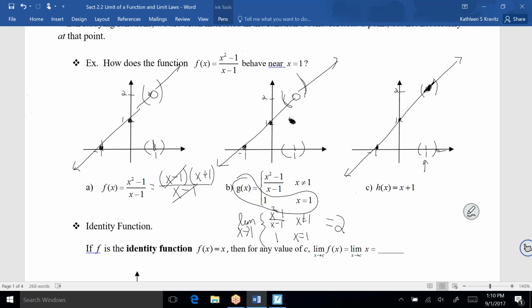All right. So let me erase all of this stuff, and we'll talk about some more specific functions then.